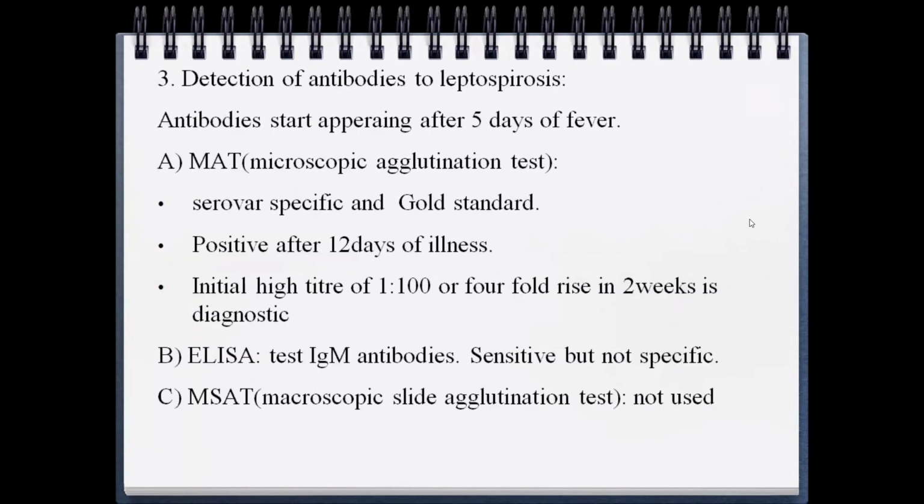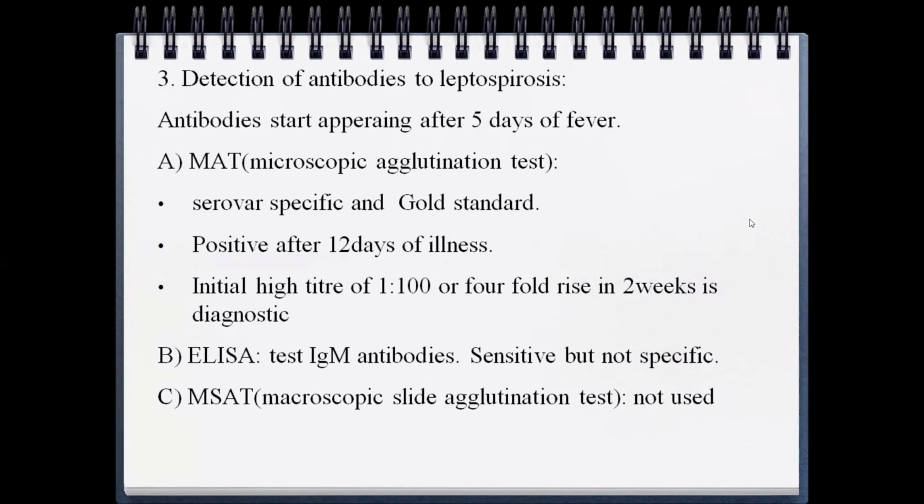So what we do generally is detect the antibodies to leptospira. Basically, we do the MAT test or ELISA test. MAT is the microscopic agglutination test. It is serovar specific, which means it will also identify the leptospira serovar, and it is the gold standard test. It is positive after 12 days of illness, so in the early phase of illness it will not be positive.